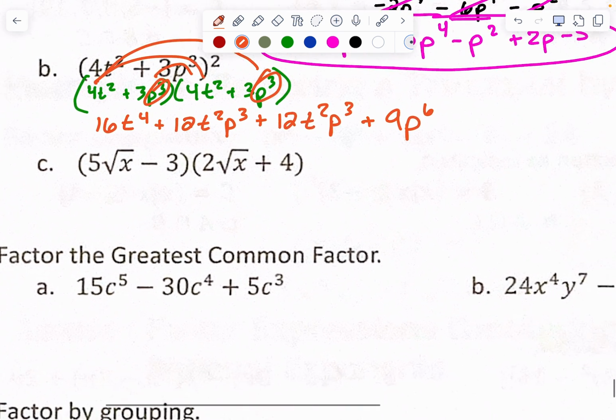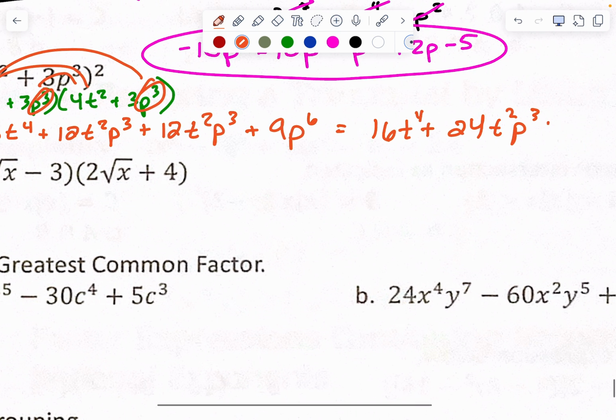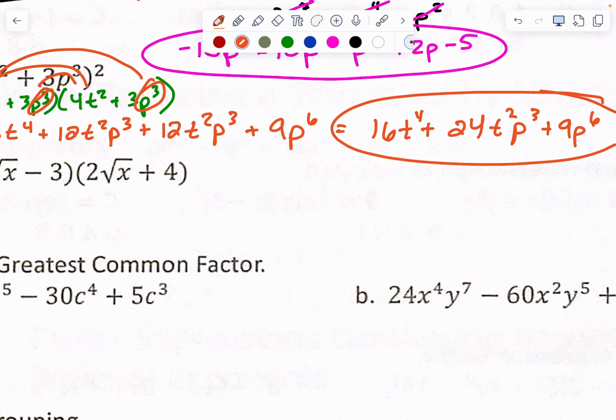Okay? All right, so if we combine the middle terms, 16t^4 plus 24t^2 p^3 plus 9p^6. That's confusing when there's t's and pluses and all the things.